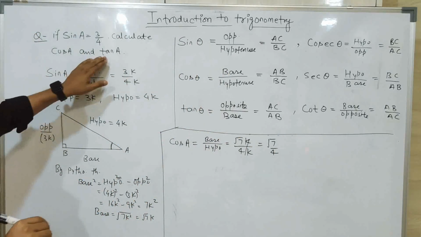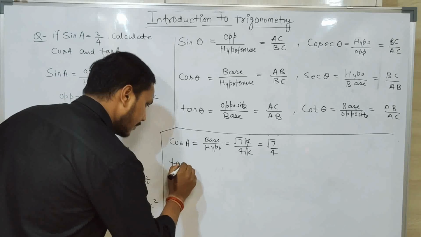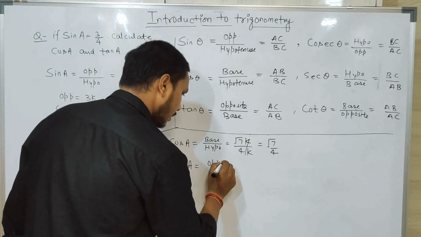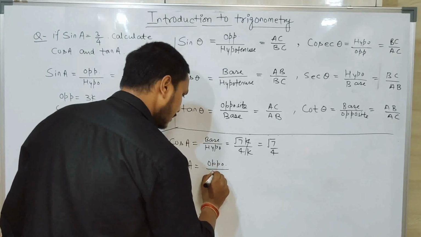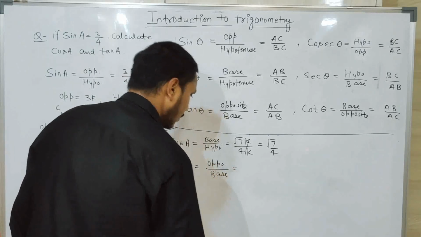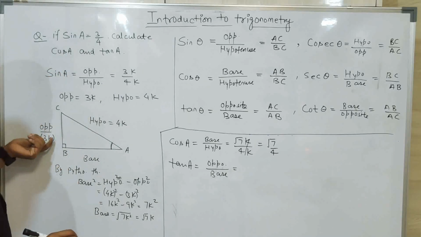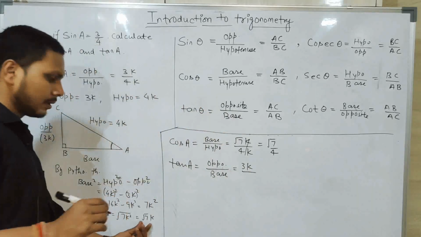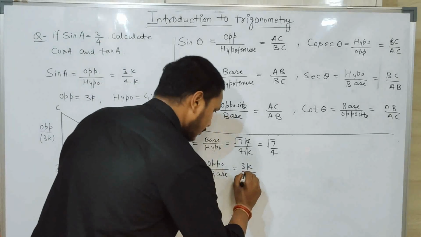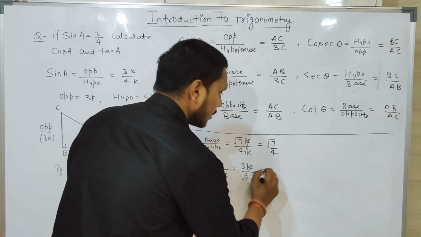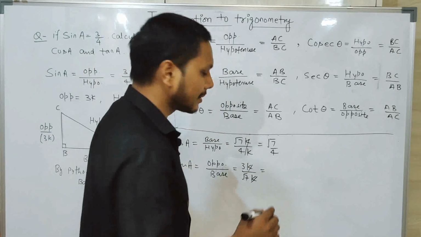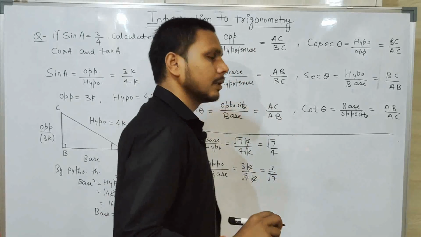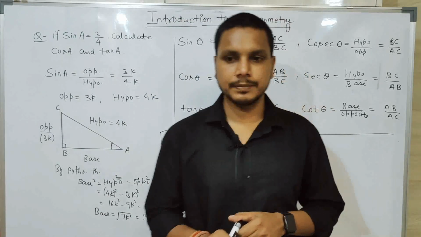Now we need to find the tan A. Simple. Tan A again. Tan equals to what? Opposite upon base, simple formula, and we have these two sides. Opposite equals to 3k. So we write 3k upon base, which is root 7k. K cancels. So answer equals to 3 by root 7. Now we will see the next different type of question.